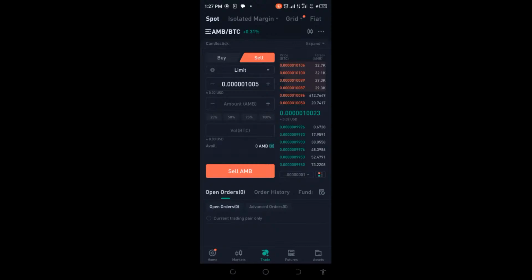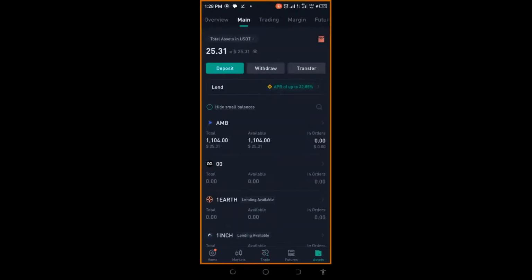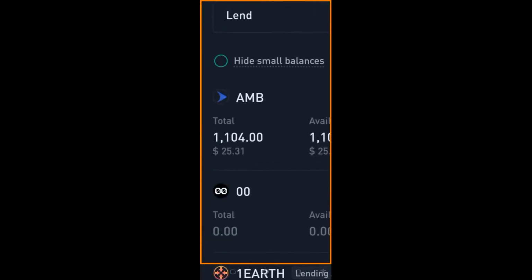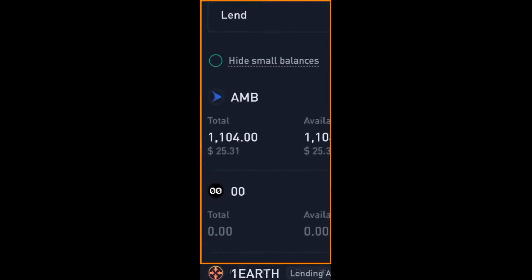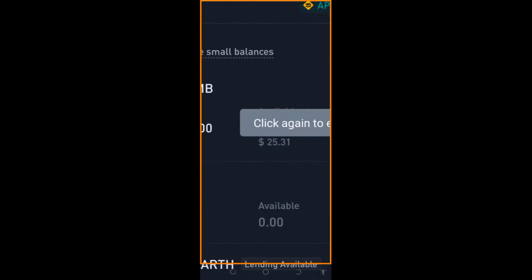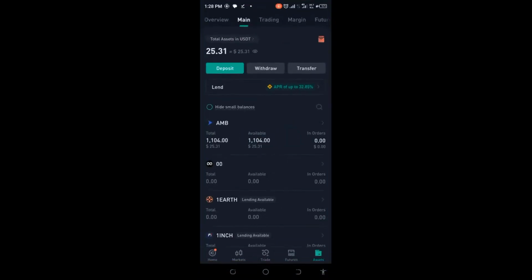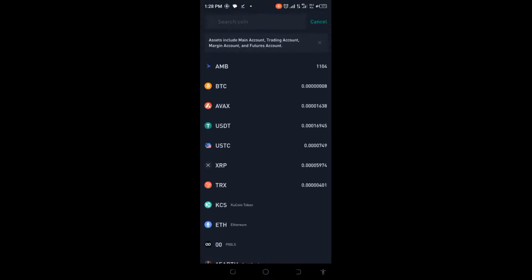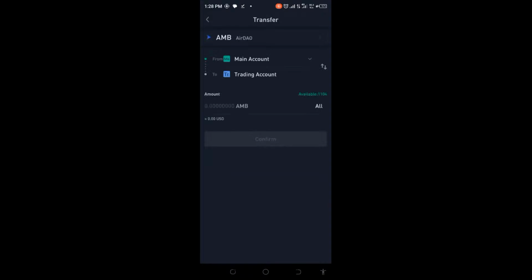See you shortly. Okay, it has arrived. As we can see here, this is the amount. We have 1104. Let's go ahead and get this started. We need to transfer this quickly to our trading account, which is very, very important. We need to do that quickly. We're going to put all, and then we'll transfer.